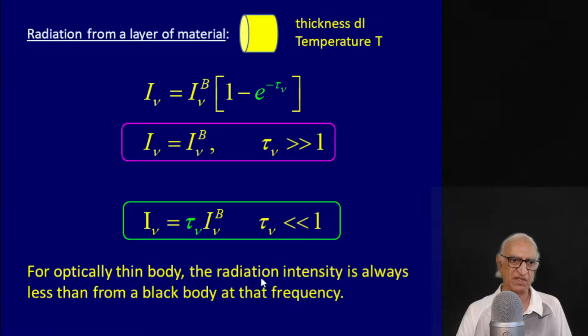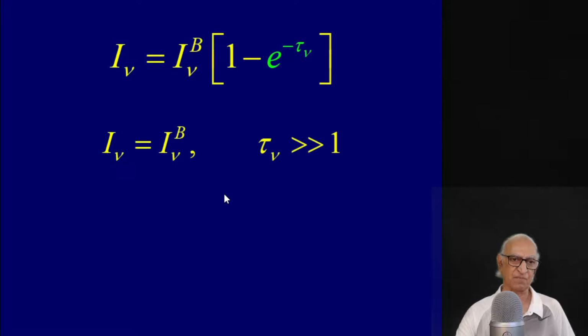Now the important thing to appreciate is that when the body is optically thin, which is the lower case, the radiation intensity, specific intensity, is always less than the specific intensity of a black body. It's only a fraction tau nu times I nu b. As the optical depth increases, this fraction will increase. And finally, when the optical depth tends to be very, very large, the specific intensity will tend towards the black body specific intensity. Let us state that more explicitly in the next slide.